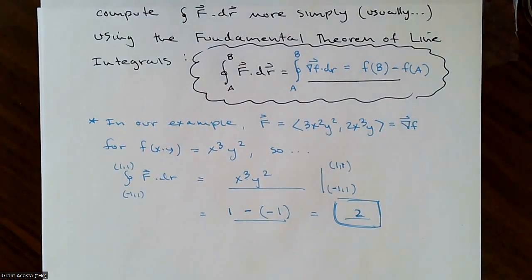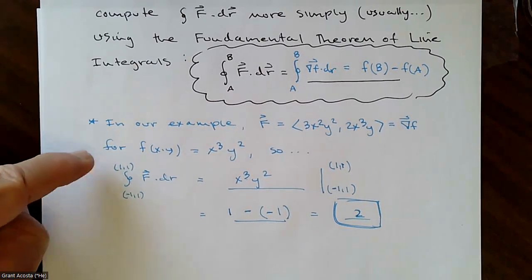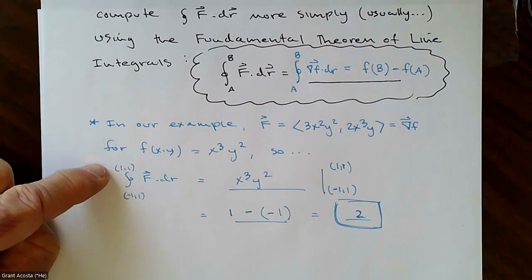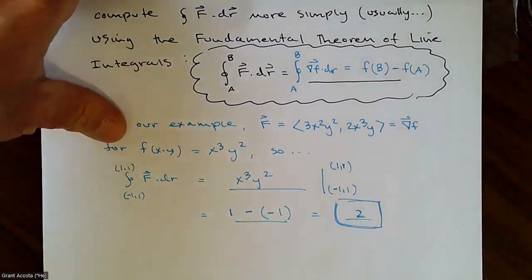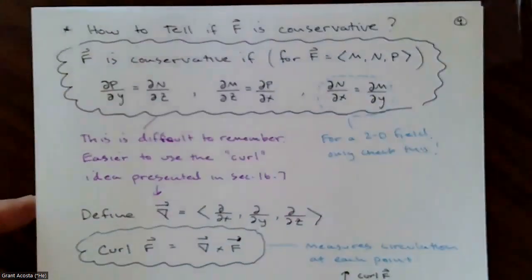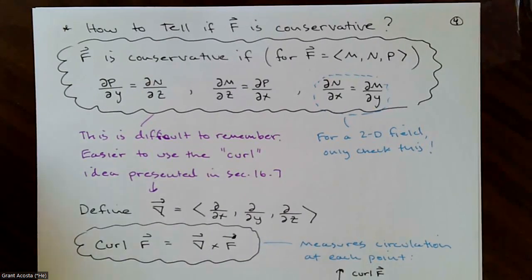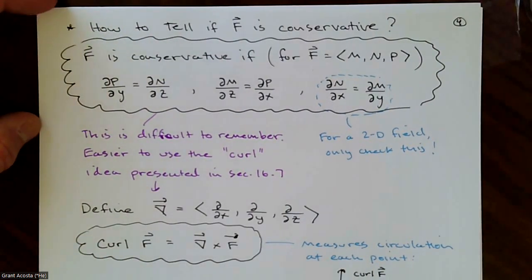So hopefully, as you can see, if you're working with a conservative vector field, evaluating the line integral this way could be very simple, very, very easy. But not all vector fields are conservative. And so how are we going to know if a field we're working with is conservative? There is a test for it.